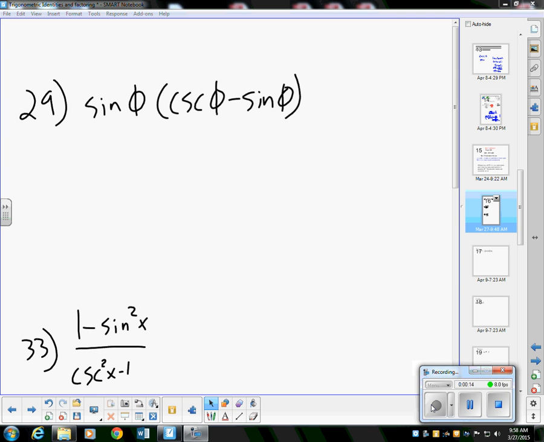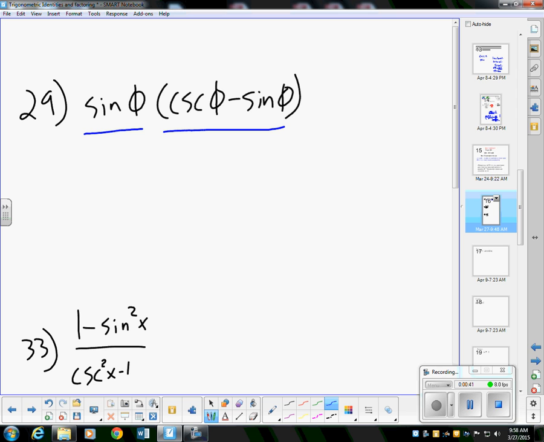The first one, number 29: sine of phi, that's the Greek letter phi, times cosecant of phi minus sine of phi. And one of the biggest challenges with identities is understanding where to even start. What in the heck do we want to do? I don't even know where to start with this stuff. So one of the general rules is to look at what you have to start with. You have a product here. You have this thing times this thing.